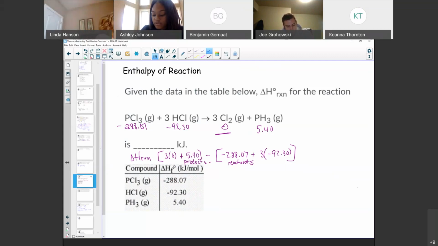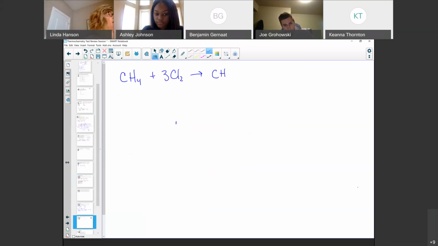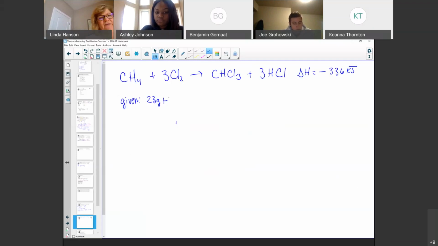It said the value of H for the reaction below is like negative 186 kilojoules. Calculate the heat in kilojoules released from the reaction of 25 grams of CO2. Similar. Let me see if this is similar enough. Here's an equation. CH4 is going to react with 3 units of Cl2, and I'm going to point at CHCl3 plus 3 HCl's, and it says delta H for this reaction is given as negative 336 kJs. Then it says, given 23 grams of HCl, tell me how many kilojoules of heat are released.